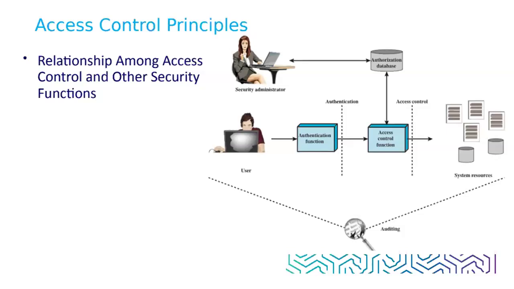Effective access control always depends on the coordinated operation of identification, authentication, authorization, enforcement, and, mainly, auditing. Together, all these security functions ensure that only legitimate users gain the appropriate access to protected resources, while maintaining accountability through continuous monitoring and logging.